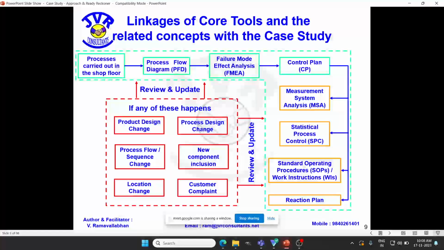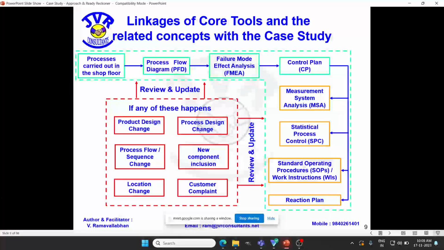Linkages of core tools and the related concepts with the case study. When a case study is given, the case study may start like this: auditor was auditing a shop floor. There, some process was going on. This, that, all kind of stories will come. The concept you have to understand is, whatever things are being carried out in the shop floor, your process flow diagram should represent those things. You need to see whether all the processes are included in the process flow diagram.